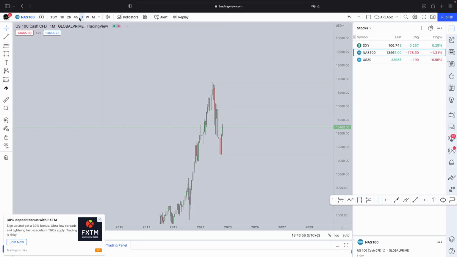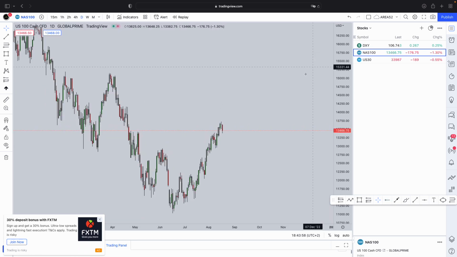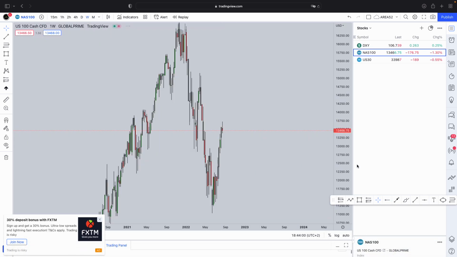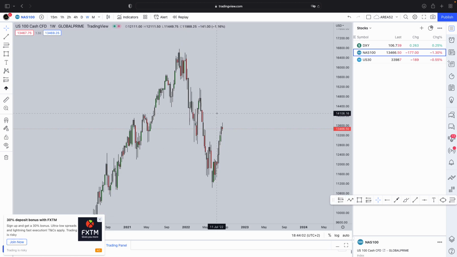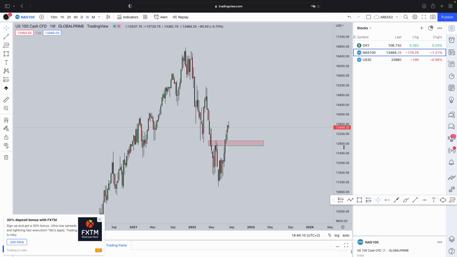So I'm not going to redo the breakdown because I've just done it not too long ago, but I'll go off on the weekly over here. We have this massive impulse. We have the structural level over here as well. And this is where we can expect the NASDAQ to pull back to now that we have the retail data before that continuation to the upside.